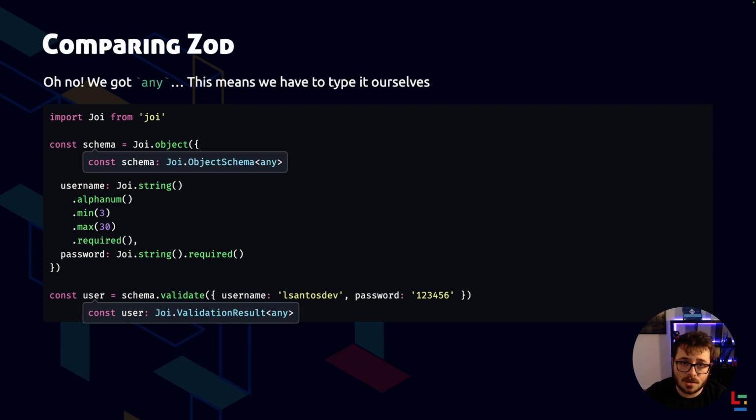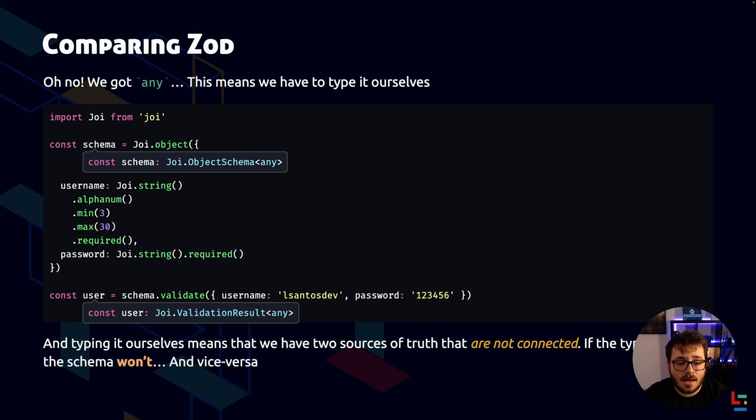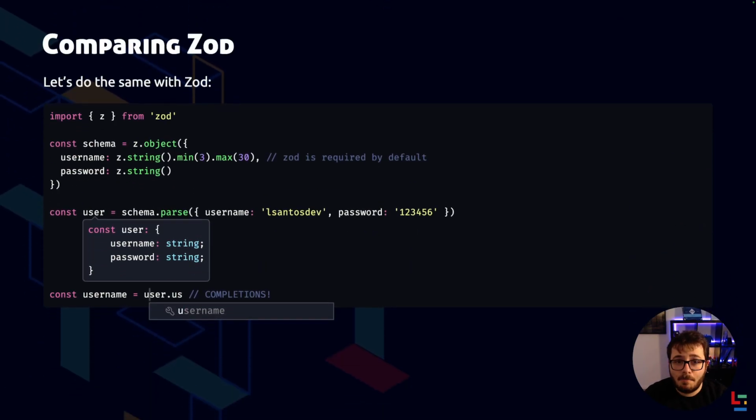You can actually use generics in the objects and stuff that Joi gives you, but basically you have to maintain both the generics and the schemas, which is not very good. And when you have to type it yourself, it means that we have two sources of truth. We have a source of truth that is the schema and another one that is the type, and they're not connected, which means that if you change one, you have to change the other. They don't talk with each other. And this is very error prone in a sense, right? So how can we make it better?